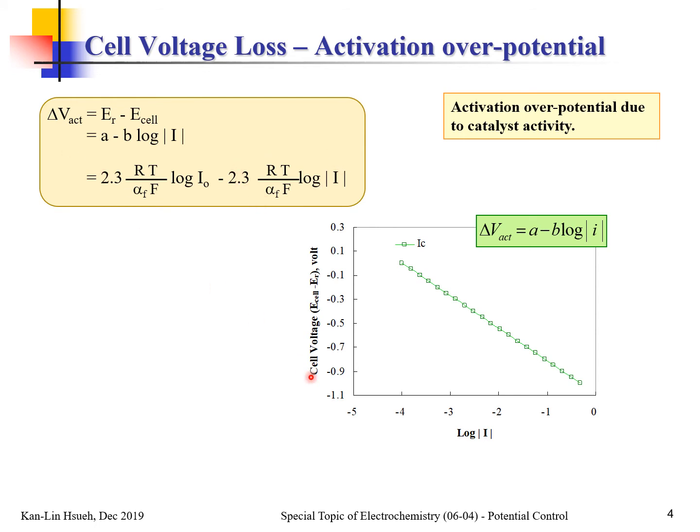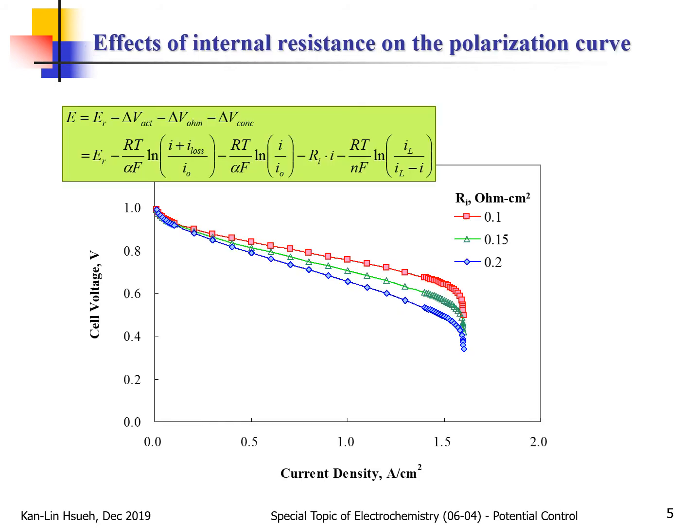If we plot the cell voltage loss, delta V_act, against log I, it will end up with a linear plot. The intercept at zero will give you the exchange current density, and the slope will let you calculate the alpha F. Usually the activation overpotential is due to the electrocatalytic activity; whether it is more active or less active will affect the activation overpotential.